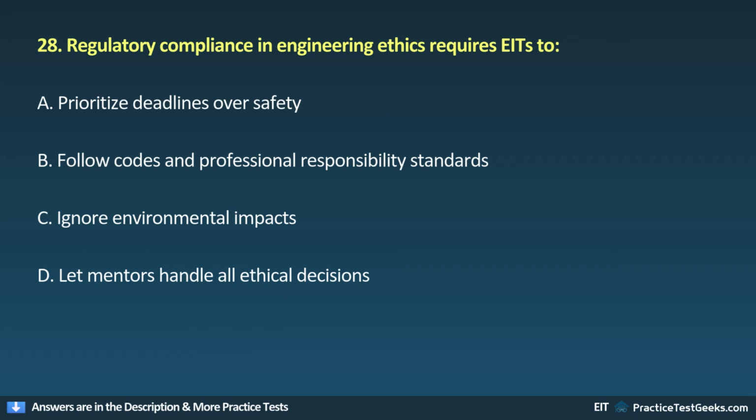28. Regulatory compliance in engineering ethics requires EITs to: A. Prioritize deadlines over safety. B. Follow codes and professional responsibility standards. C. Ignore environmental impacts. D. Let mentors handle all ethical decisions.